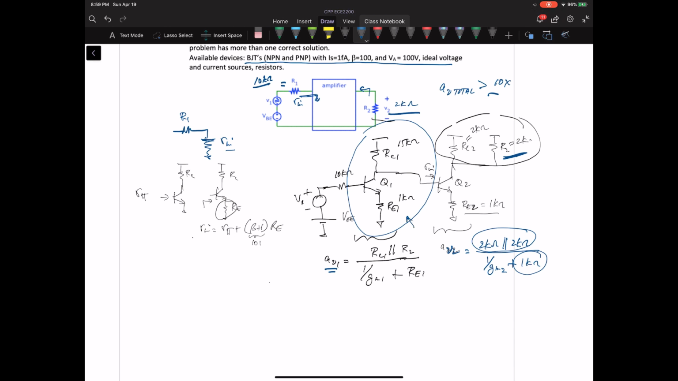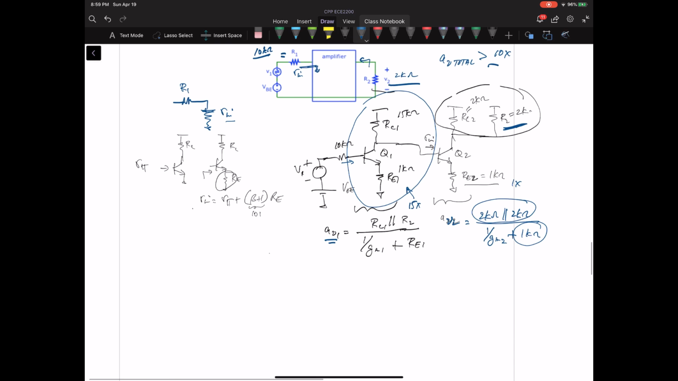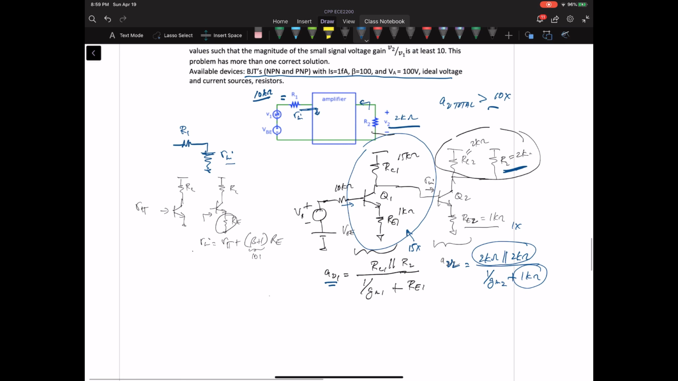So this guy's giving me the gain. Okay, so I'm hoping for around 15x here, and then this guy, I'm hoping for 1x or something. I just don't want it to screw up my 15x. So overall, I'll get a gain of 15 or something like that, or at least higher than 10. And again, I'm hoping my input resistance is high enough that this source resistance isn't going to screw up that gain either.